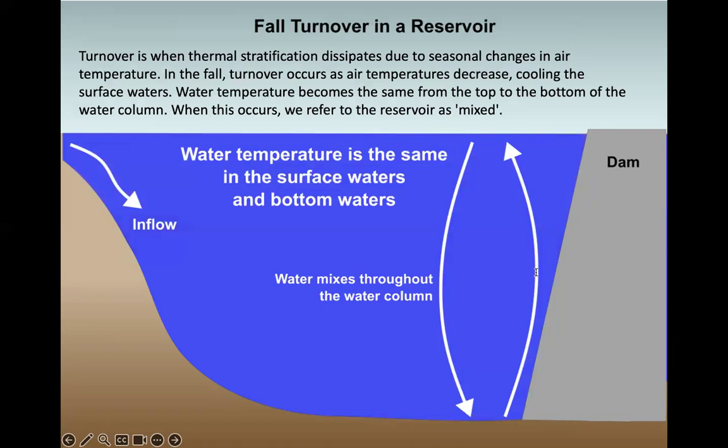As air temperatures cool in the fall, thermal stratification in the reservoir changes. This change is referred to as fall turnover. Fall turnover in a reservoir is when thermal stratification dissipates due to seasonal changes in air temperature. In the fall, turnover occurs as air temperatures decrease, cooling the surface waters. Water temperature becomes the same from the top to the bottom of the water column. When this occurs, we refer to the reservoir as mixed.